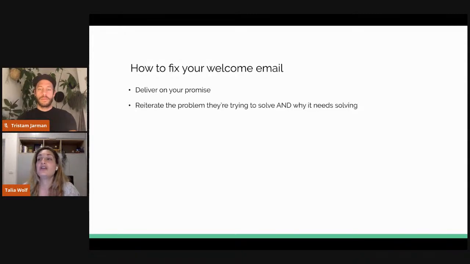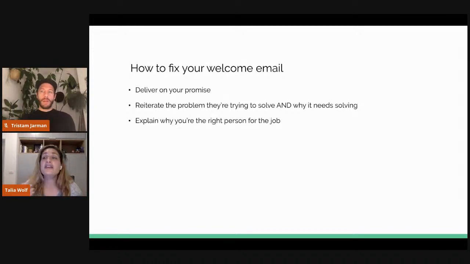Number two, reiterate the problem that they're trying to solve and why it needs solving. So give it back to them and say, we know that you signed up to solve X, Y, and Z. You're feeling this kind of pain, and here's how you're going to solve it. Number three, explain why you're the right person or the right company for this job. Number four, tell them what to do next. So those are the four things you want to do when it comes to writing a high converting email.